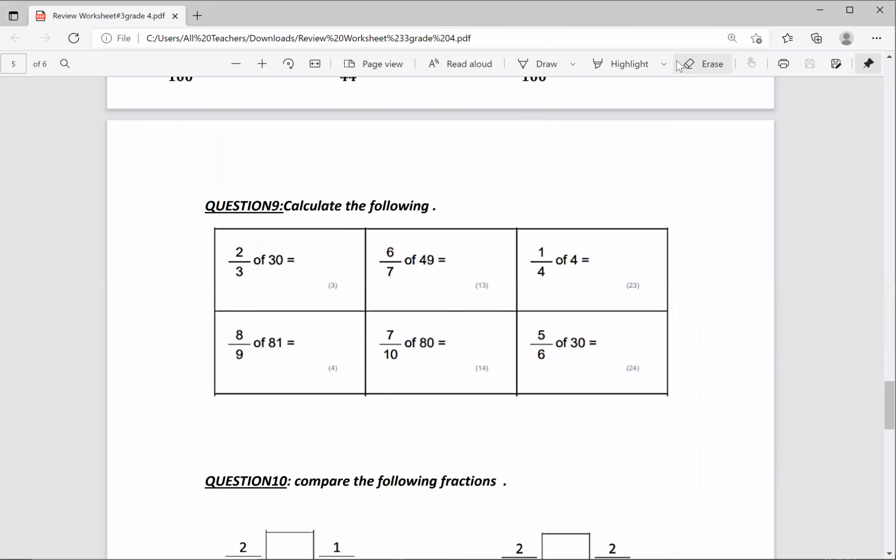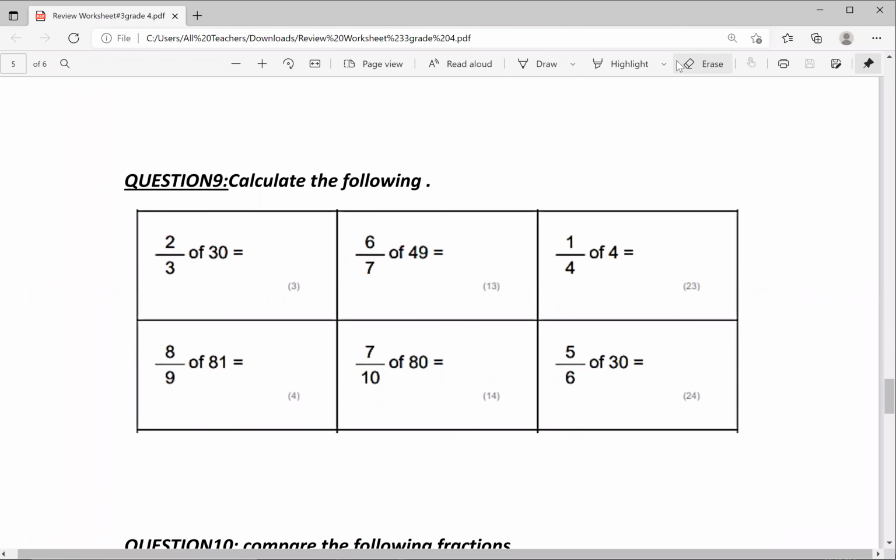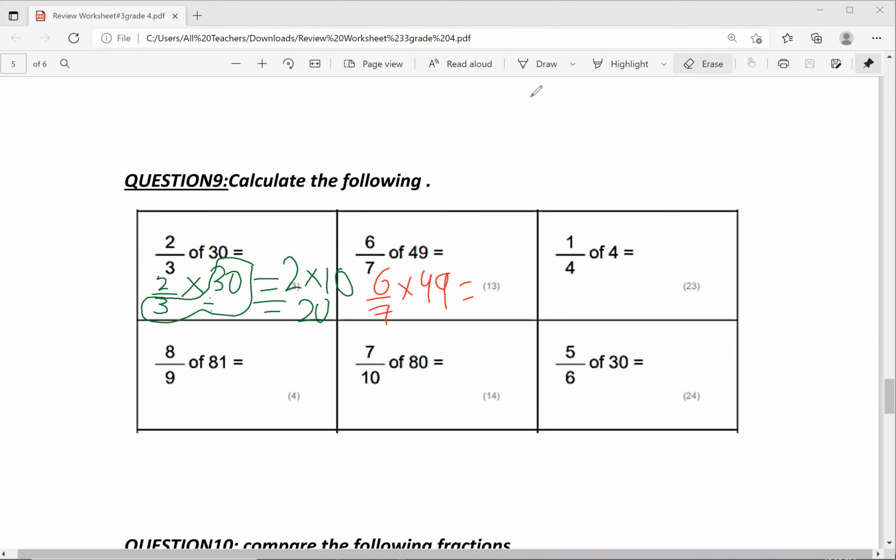Now let us continue to question number 9, where we need to tell what's 2 over 3 of 30. So as I always tell you, you put 2 over 3, the of is replaced by times 30. Now you do division for those 2 numbers. So what's the number you multiplied by 3 to get 30? It's 10. Now what's 2 times 10? It's 20. The second one, we have 6 over 7 times 49. So 6 stays the same. 49 divided by 7 is 7. 6 times 7 is 42.